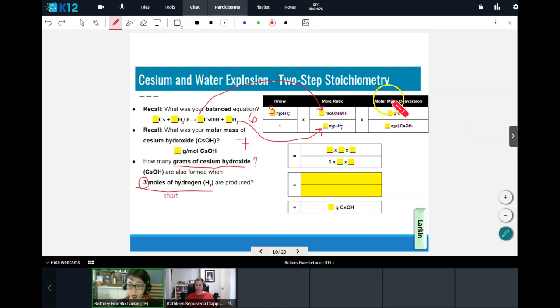Then, here we go. The final conversion is we want to go from moles of our new chemical to grams of our new chemical, which in this case is cesium hydroxide. And to get from moles to grams, we need molar mass. And it literally says it right here for you. Again, it's very obvious. A lot of it is set up for you. You just need to be able to do the basics. All right, that's the expectation. We've done 7 days of this. We should know stoichiometry at this point.